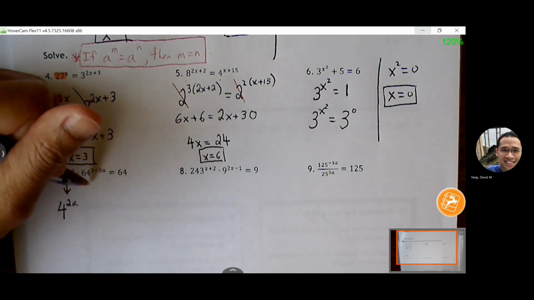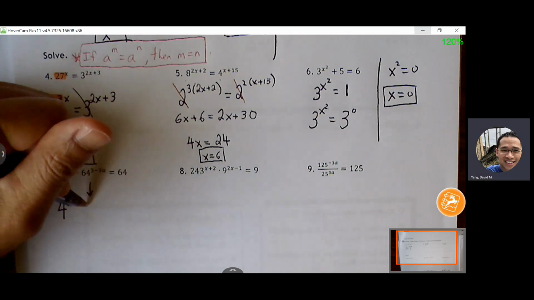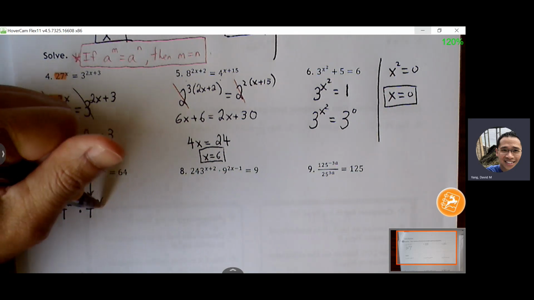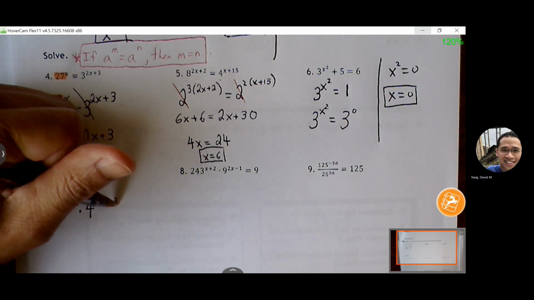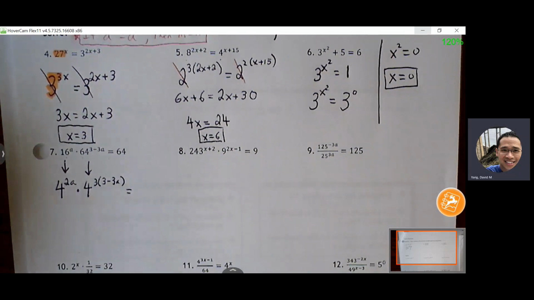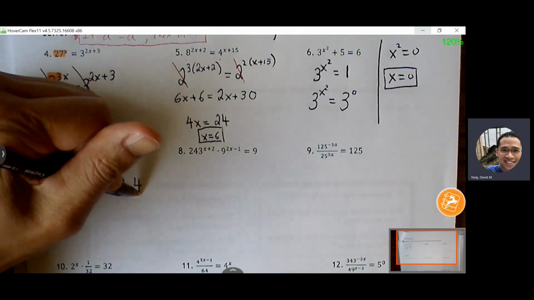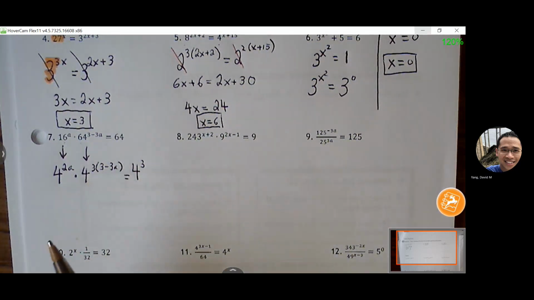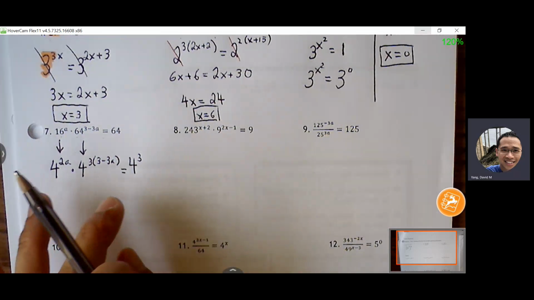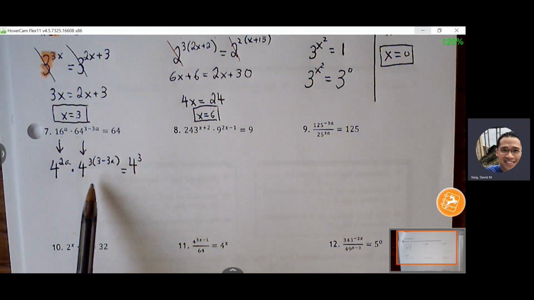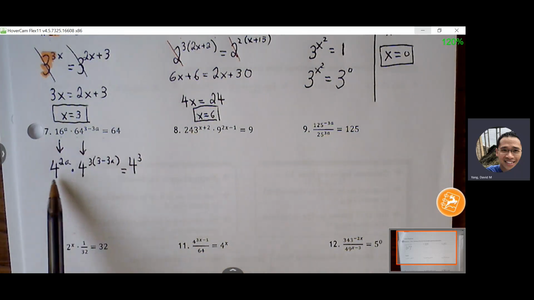Keep the a. 64 is what? 4 to the third. And then keep the exponent that you see there. And then the 64 again on the right side, so 4 to the third. So eventually, we do want to get the bases to match and cancel out and everything, but we do have an additional step that we haven't seen before.